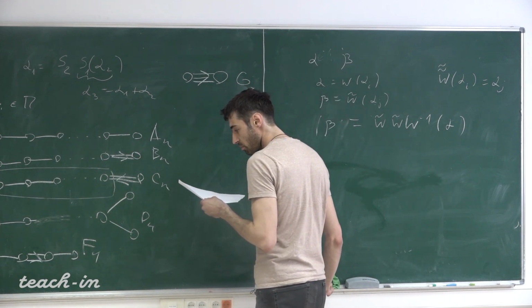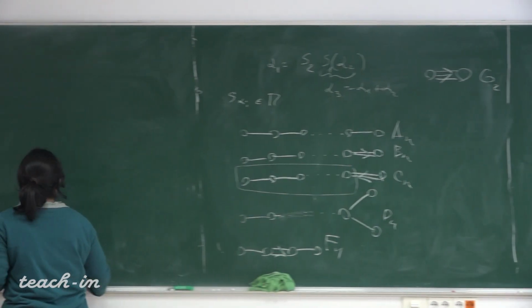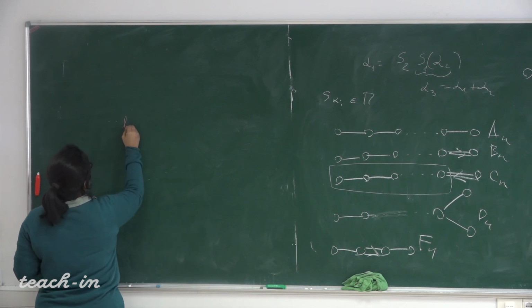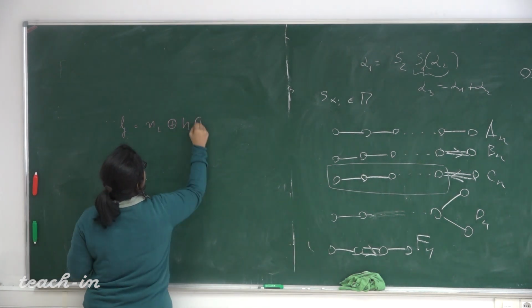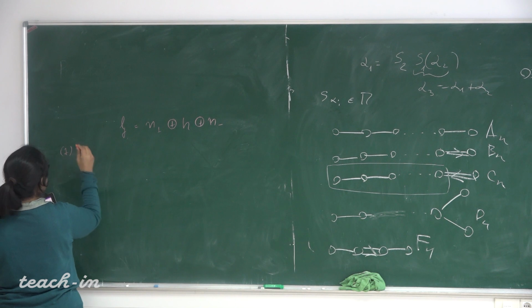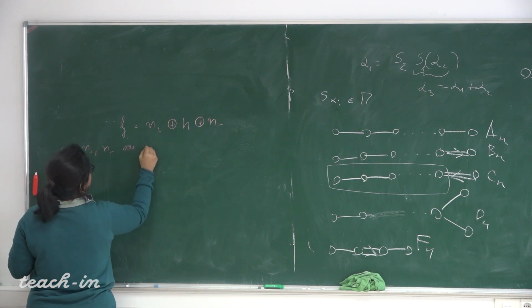So let's do number 2. Maybe Sanchita, you can. Okay, so what we have here is a triangle decomposition, and the first part to prove is that n plus and n minus are nilpotent.